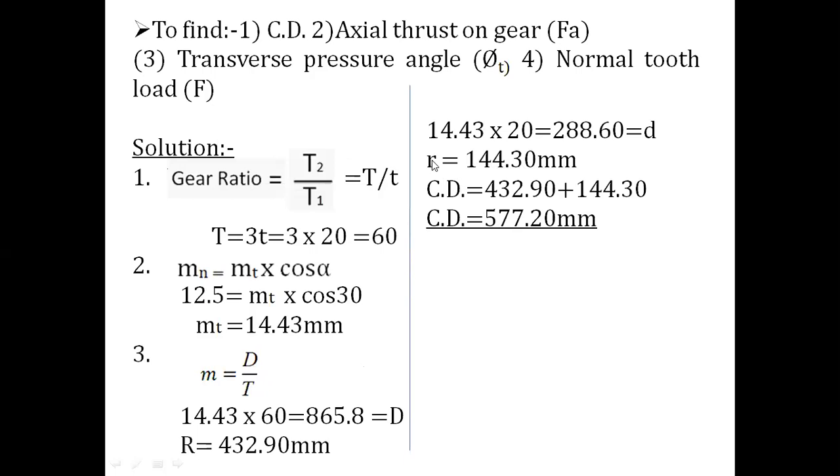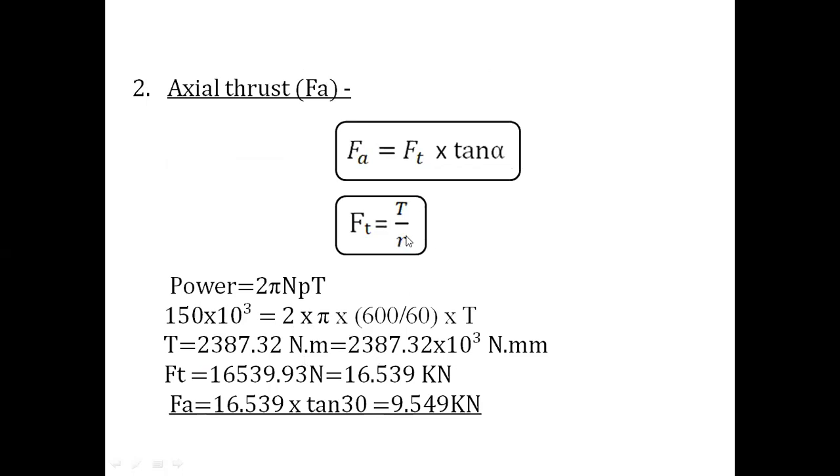Here we already found out R, 144.30. Putting the value of R here, 144.30, we can find out Ft. So the value of Ft we are getting here is 16,539.93 Newton. Okay, convert this by dividing by 1000, we are getting the value of Ft in kilonewton as 16.539 kilonewton. So putting that value of Ft in this equation, only one unknown is there, so we can find out Fa.